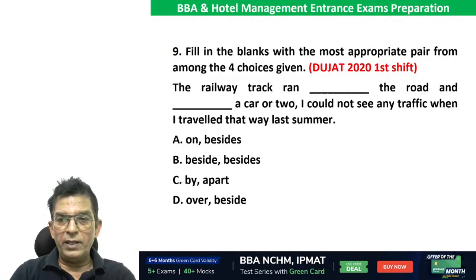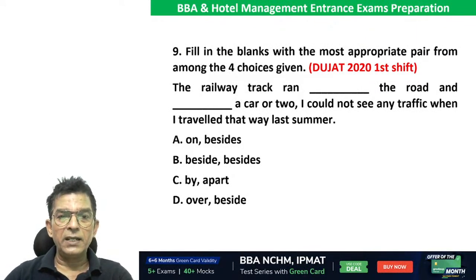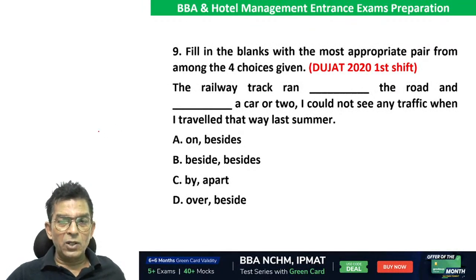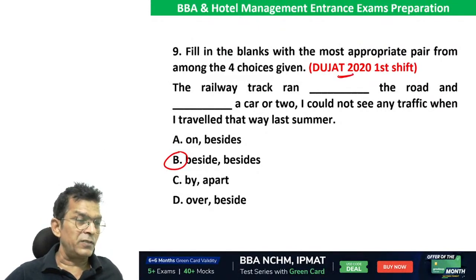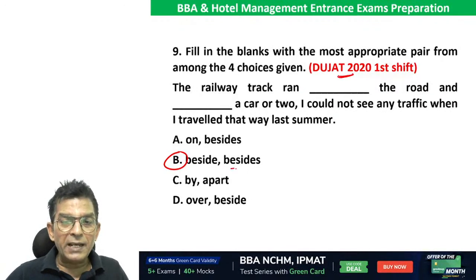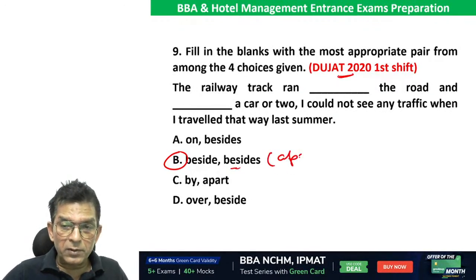Now, here we have this sentence where it says, fill in the blank. It says, the railway track ran dash the road and dash a car or two. I could not see any traffic when I traveled that way last summer. I think we have already done this. I suppose this was there in the first shift and the second shift. So beside, ran beside, bagal mein, by the side of, and besides is apart from. This is apart from.